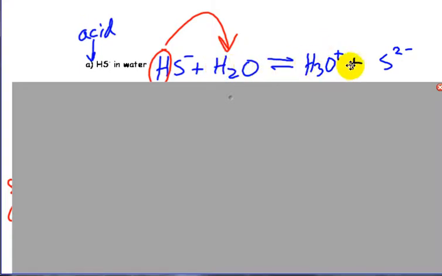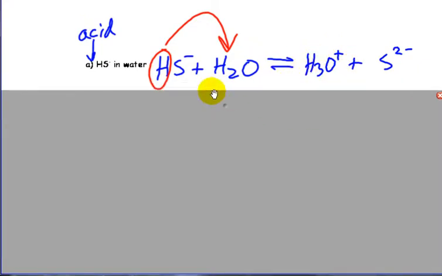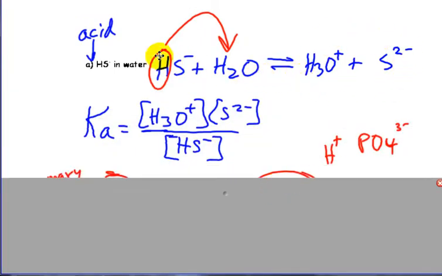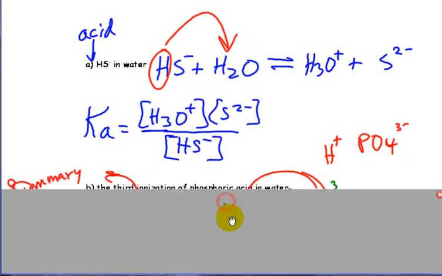Water needs to become H3O plus. In order to do that, it loses an electron to make room for that H to attach. And then S minus would have lost its electron with the H, so it gains one, etc. So that would be the equation, and then the Ka would be products over reactants except exclude water. So H3O plus multiplied by S2 minus over HS minus.